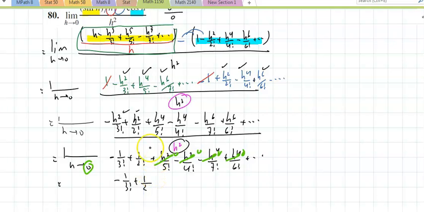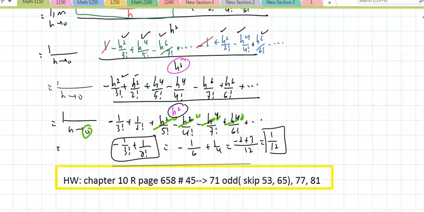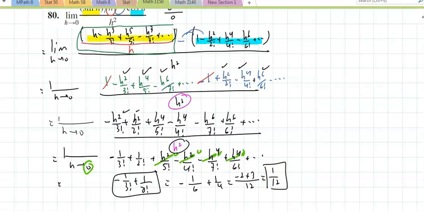On a test, this is good enough, right? You want to match it with the back of the book. That's negative 1 over 3 times 2, that's 6, plus 1/4. LCD is a 12. That is negative 2 plus 3, that is 1 over 12. And there's the homework. And that's the limit, and that's pretty much it.